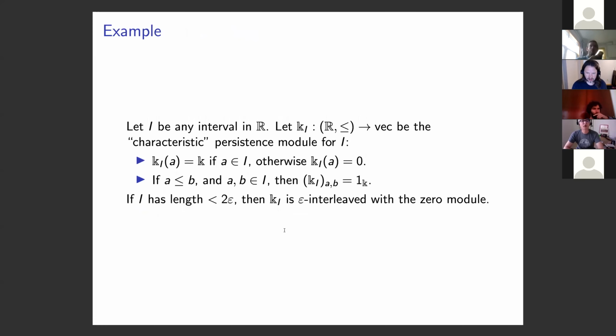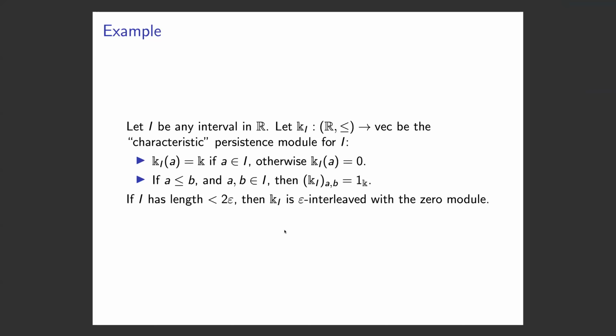Okay, so for an example, if you just have a persistence module, this would be like a characteristic persistence module for a subset where the subset of real numbers is an interval. So essentially, you've got a one-dimensional vector space for each point in the interval, just the trivial vector space outside of the interval. You do have the identity transformation, okay?